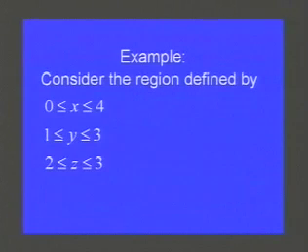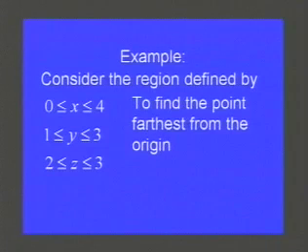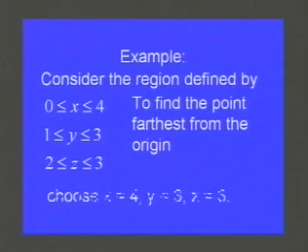All right, next. What if I wanted not the point closest, but the point farthest from the origin? Okay, well, similar idea. I want to choose between 0 and 4 the value that's farthest from 0. So how about 4? Sound good? Then what about between 1 and 3? 3 is farthest away. And then what about between 2 and 3? 3 is farthest away. So the point 4, 3, 3 is the farthest from the origin.